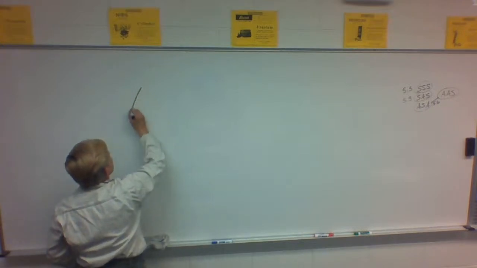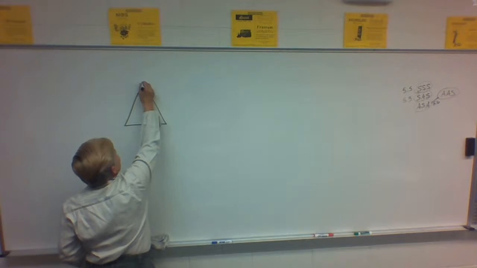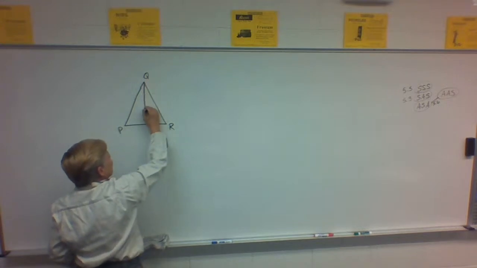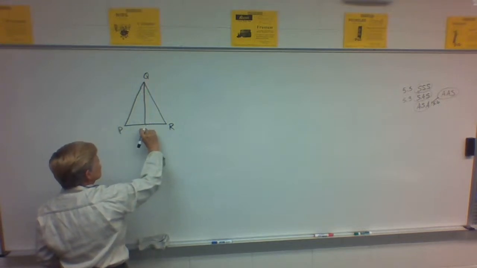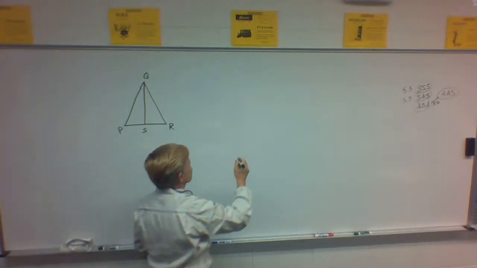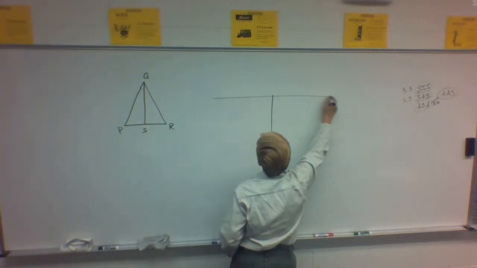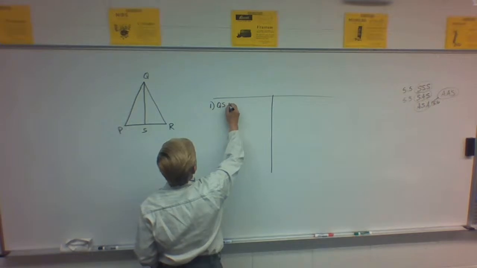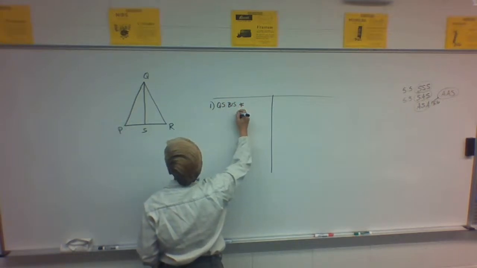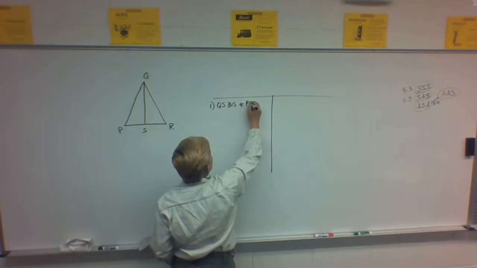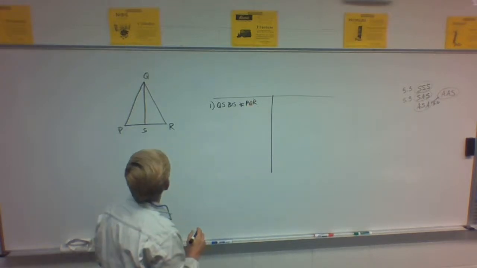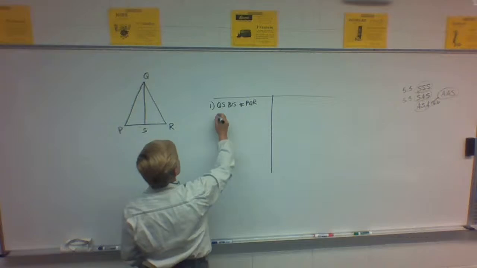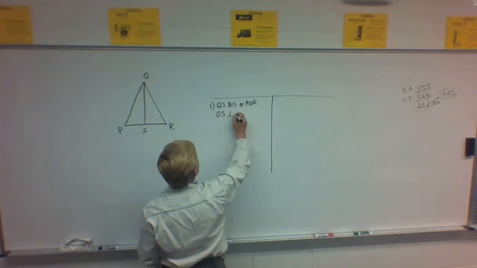So consider this picture again. These don't always go the same direction. They don't always do exactly the same thing. So it depends on what you're given. So in this one, I'm going to say QS bisects angle PQR. That's one thing I'm going to give you. Also, QS is perpendicular to PR.